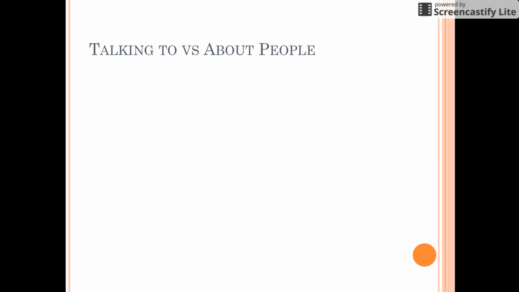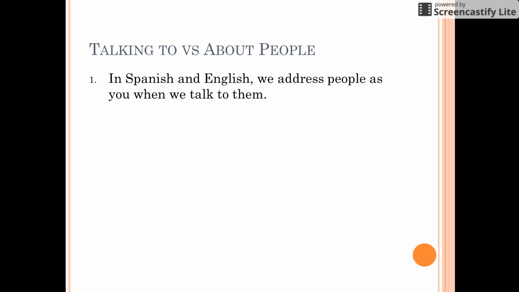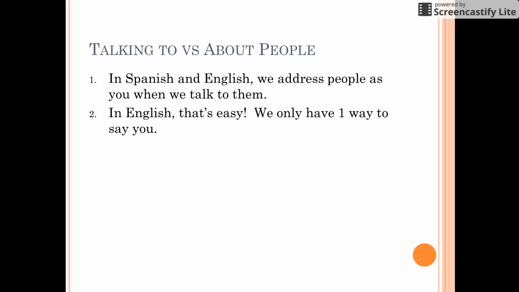Now we're going to talk about talking to somebody versus talking about people. In Spanish and English, we address people as you when we talk to them. That's kind of obvious. We understand that. However, when you're really processing these Spanish pronouns, I want you to think about whether you're using them to address somebody, as in talking to them, or are you talking about them? In English, that's easy, because we only have one way to say you. So we know it's a second person, and so we just have that one word, you.